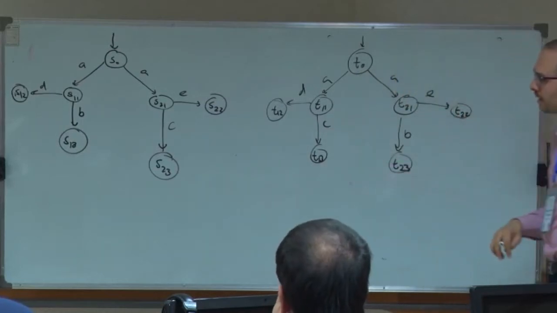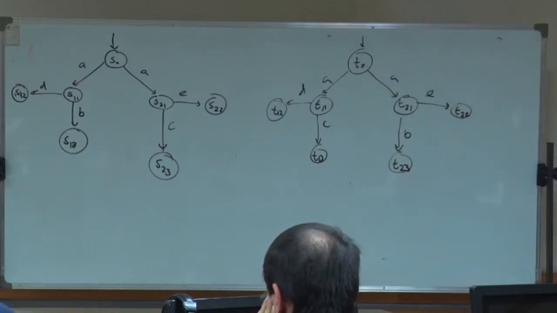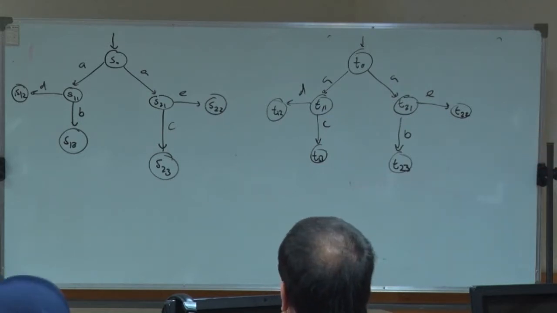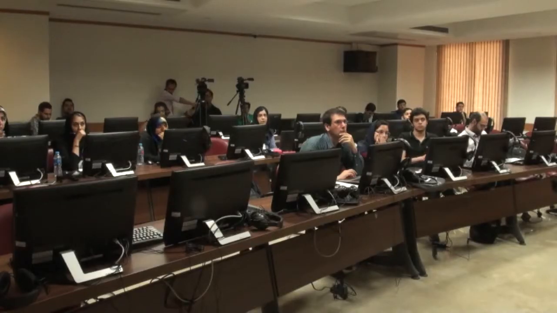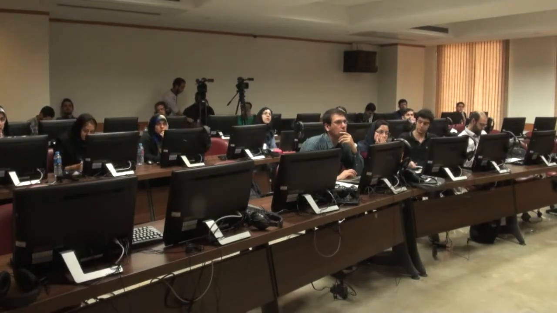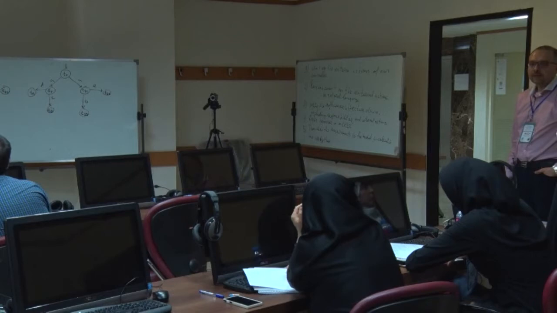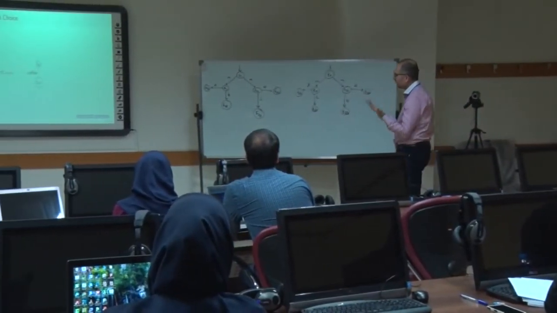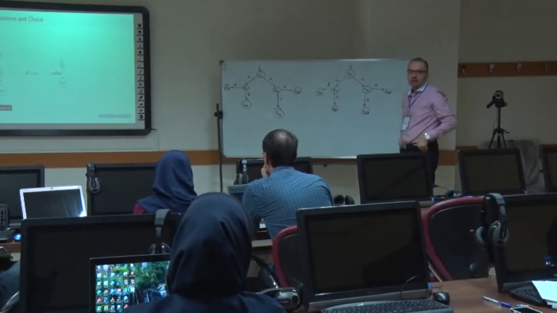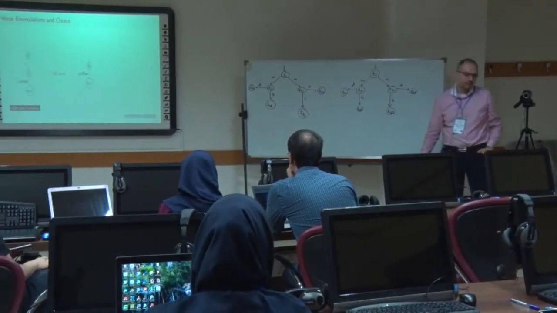The question is whether S naught is strongly bisimilar to T naught or not. First of all, are they trace equivalent or not? S naught and T naught, are they trace equivalent or not? They are trace equivalent, right? They afford empty, A, AD, AB, AC, and AE, right? Both of them. So they are trace equivalent. Are they bisimilar or not?